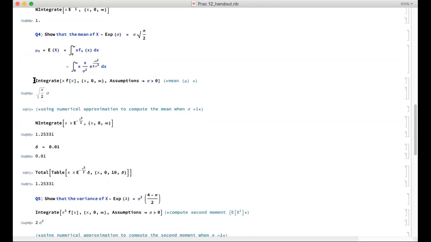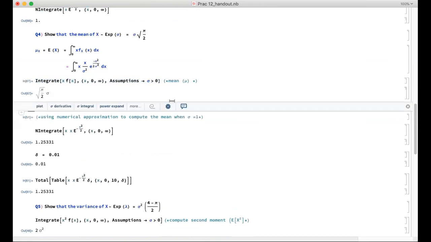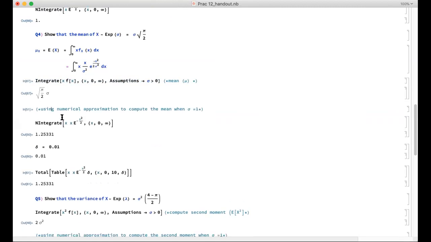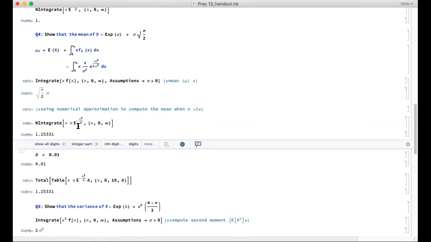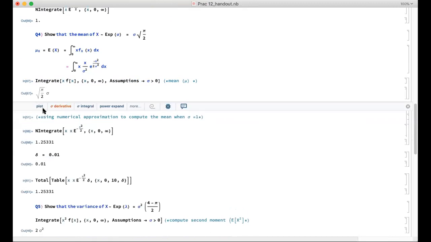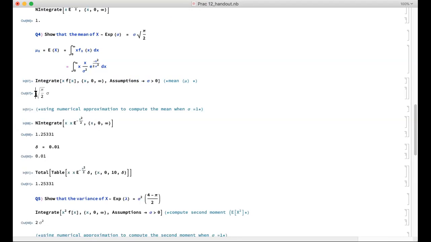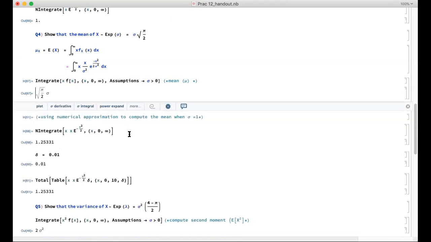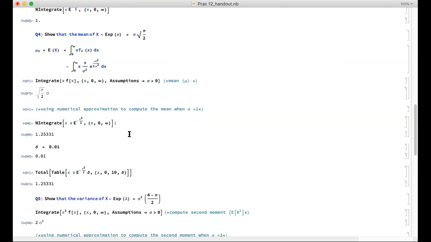Again, using the Integrate function, you should be able to get the exact answer, which is sigma times square root of pi over 2. And also you can use numerical approximation using NIntegrate, which is really using Riemann sums for this part. That's 1.25. Yeah, I've used sigma as 1 in this case. Okay.